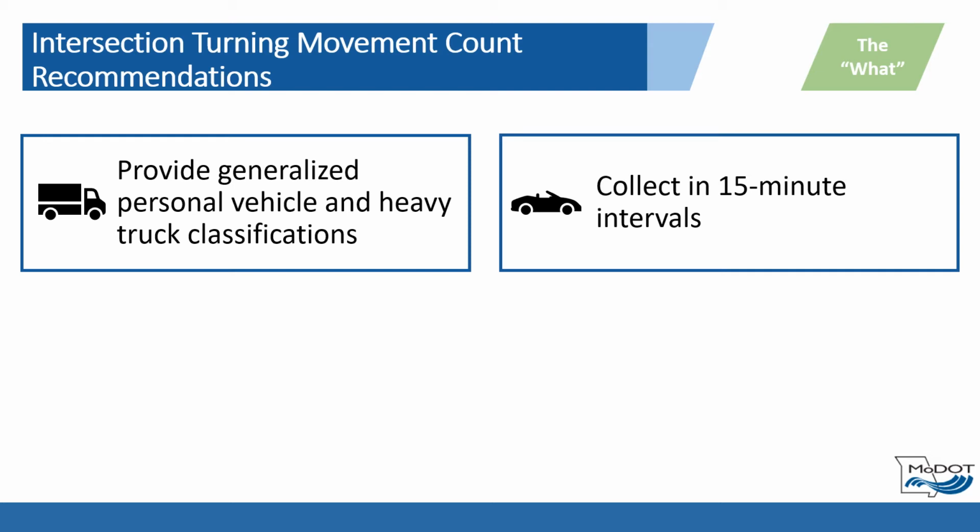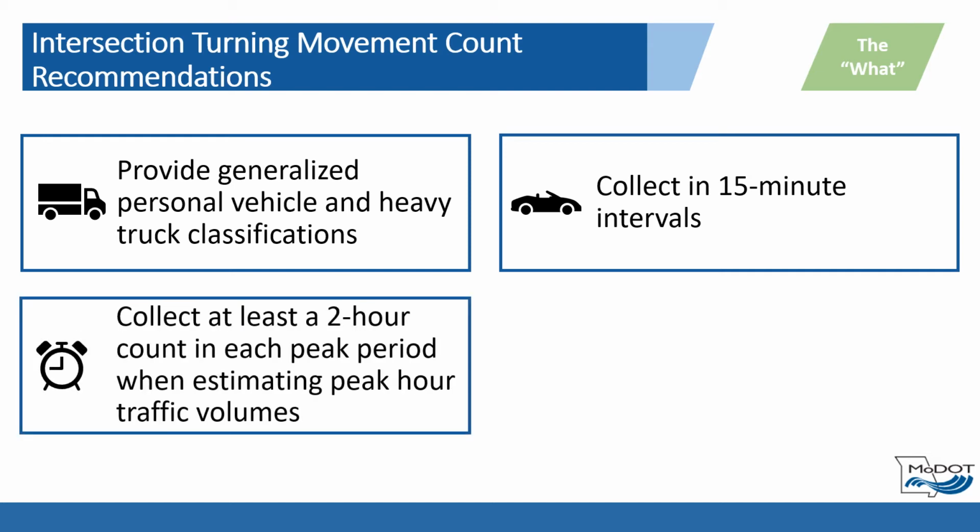If trying to estimate peak hour traffic volumes only, then collect at least 2 hours in each peak period. For example, 7 a.m. to 9 a.m. and 4 p.m. to 6 p.m. will typically cover the peak hours. To assist in determining the appropriate 2-hour peak period to count, MoDOT recommends referencing available nearby daily counts for approximate peak hours.